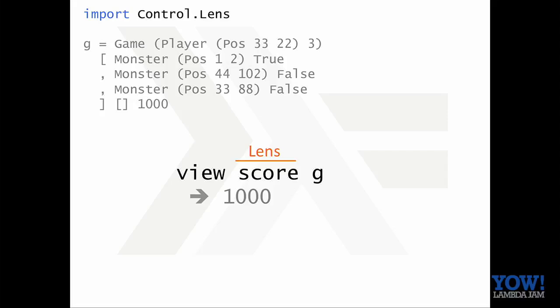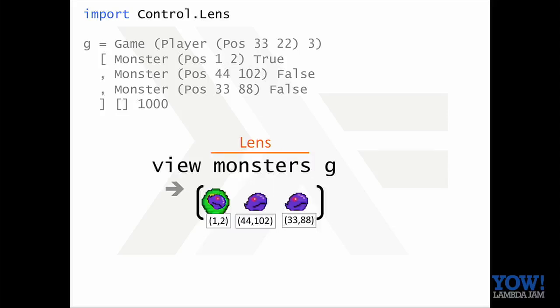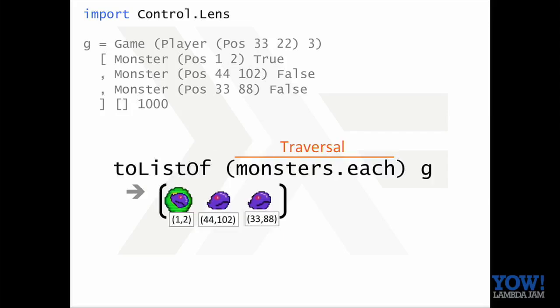view is a function packaged in the library that runs the lens. score is a lens that selects the score from the game, and g is the game. So that will return us 1,000. monsters is another lens that returns a list of monsters, and we'll get back that list of monsters. But then we can compose an each traversal with monsters, and it will focus on each monster in that list. This looks like function composition because it is.